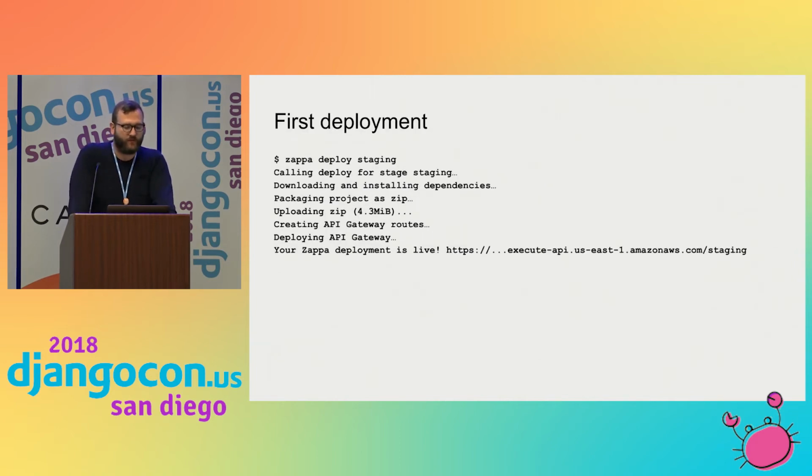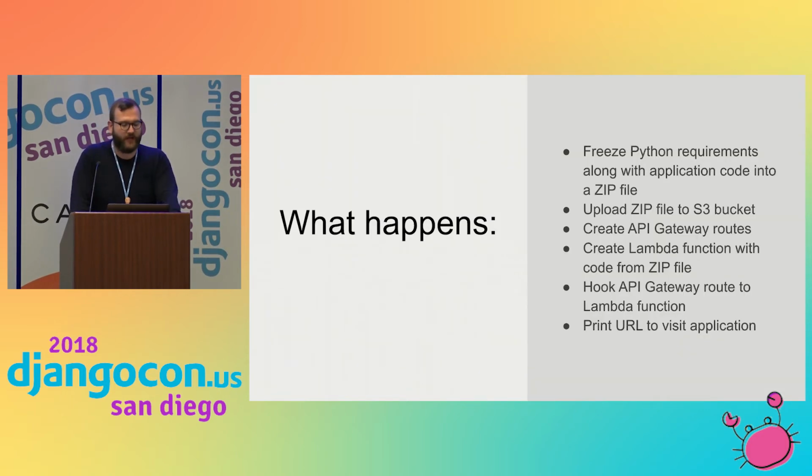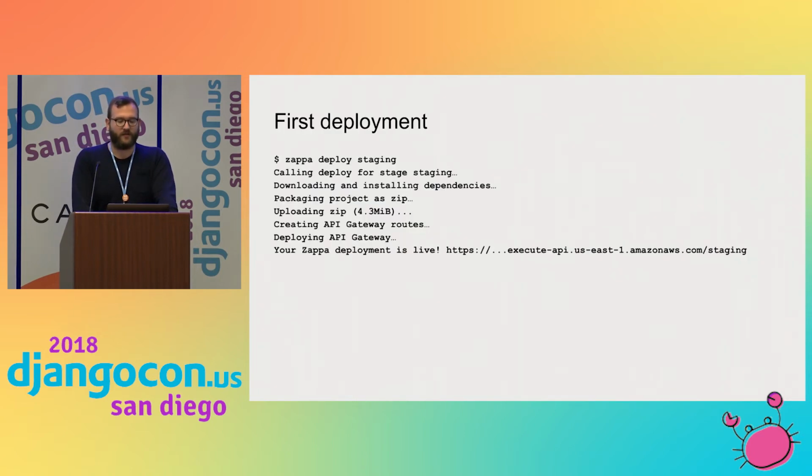And what that'll do is, well, I won't make you read all of this output here, but it will freeze your Python requirements along with all of your application code into a single zip file. And then it'll upload that zip file to S3 into that bucket. And then it will create API Gateway routes for you. And it will create Lambda functions that ultimately point to the Django view code that you need to execute in response to requests, and then hook the API Gateway to those Lambda functions. And importantly, it prints out the URL you can visit your application at the end.